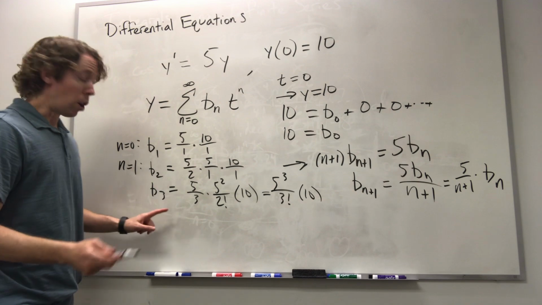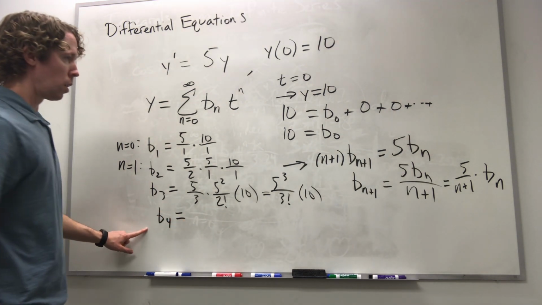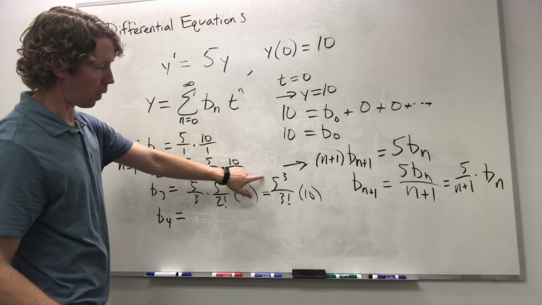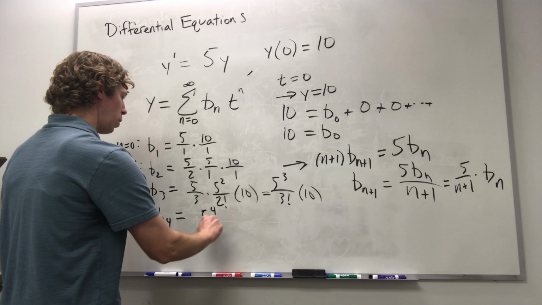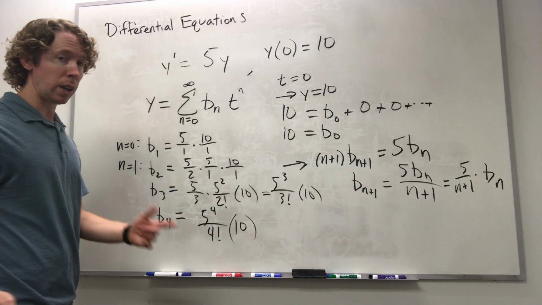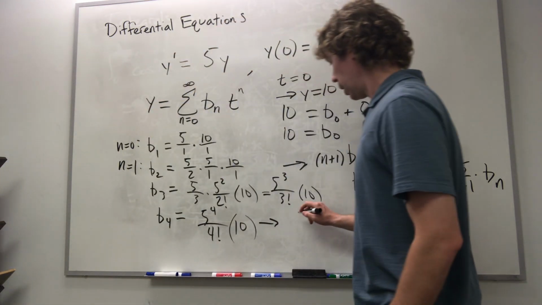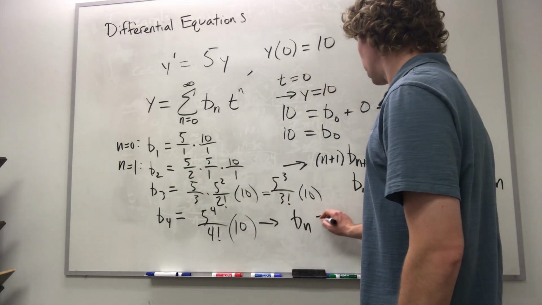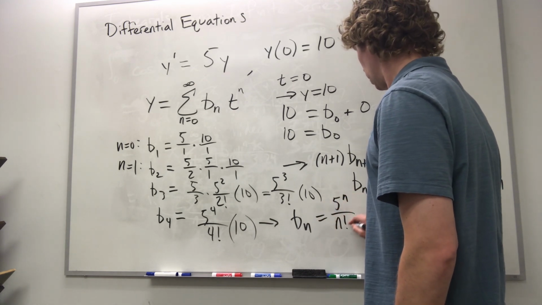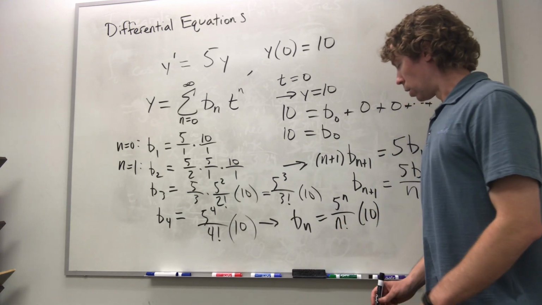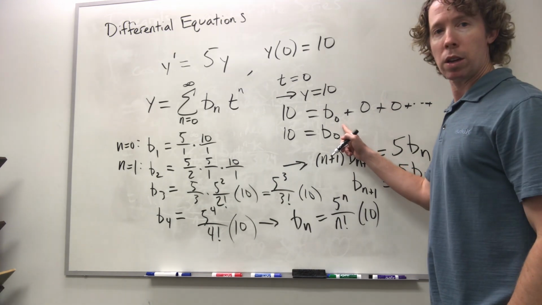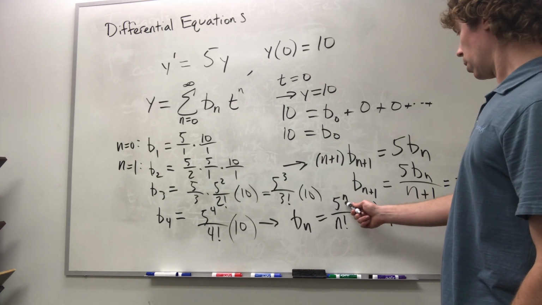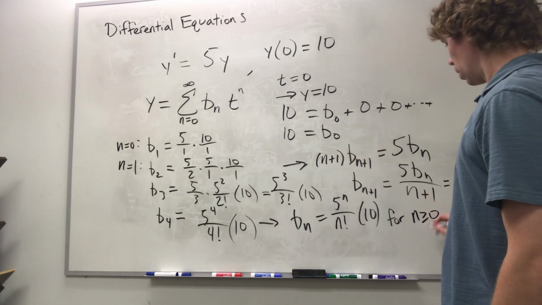And notice if I do b4, that tells me to do 5 over 4 times b3. And if I do 5 over 4 times b3, that will just give me 5 to the 4th over 4 factorial times 10. So I definitely see a pattern here. Looks like if I do bn, then I should get 5 to the nth power over n factorial times 10. All right, so this works for n greater than 0. And if I plug in n equals 0, that's 1 over 1 times 10. So it actually works for n equals 0 as well.